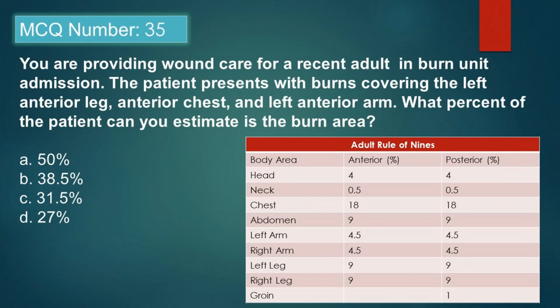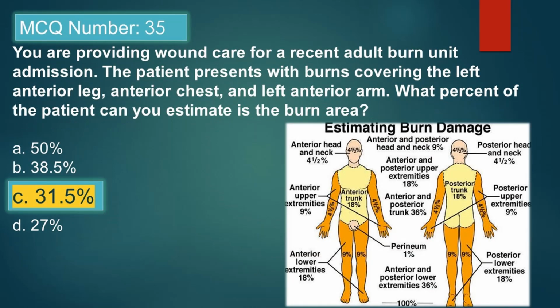You are providing wound care for a recent adult burn unit admission. The patient presents with a burn covering the left anterior leg, anterior chest, and the left anterior arm. So what percentage of the patient's body can you estimate is the burn area? Option A, 50%. Option B, 38.5%. Option C, 31.5%. Option D, 27%. And the correct answer is option C, 31.5%.